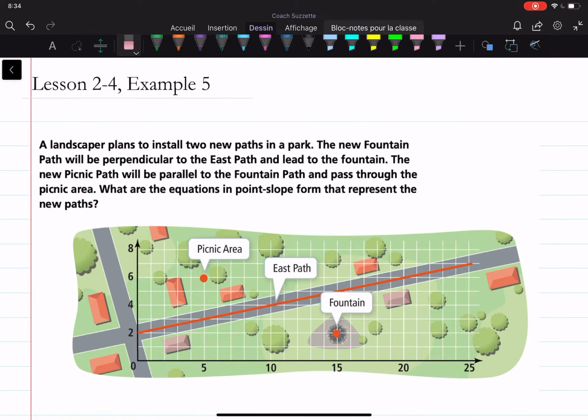Okay, that was a lot of information, so let's break it down. We need to find 2 equations, and they need to be in point slope form. We are given the details of where these paths need to be based on this east path. Something's parallel, something is perpendicular. So that means we need to know the slope for the east path in order to get started. Well, how can we find that?